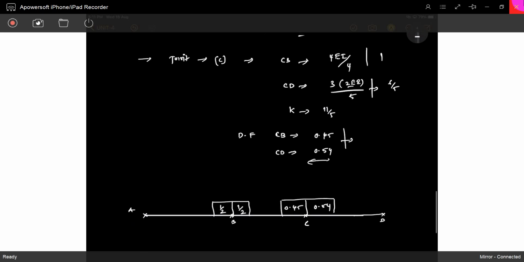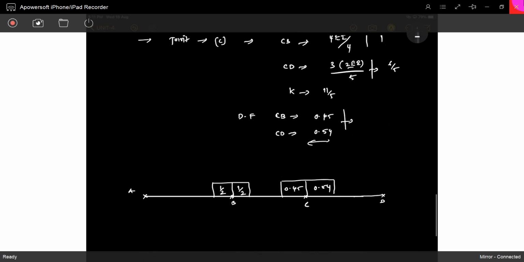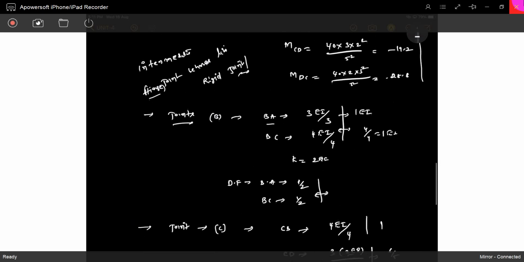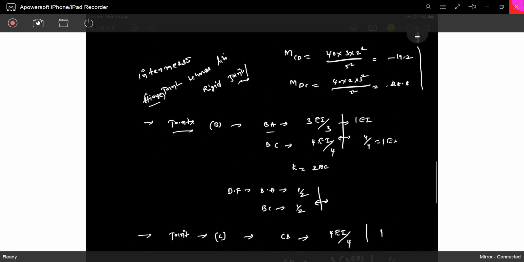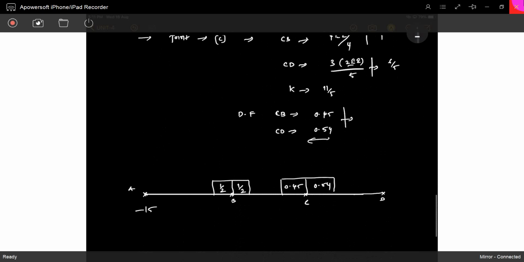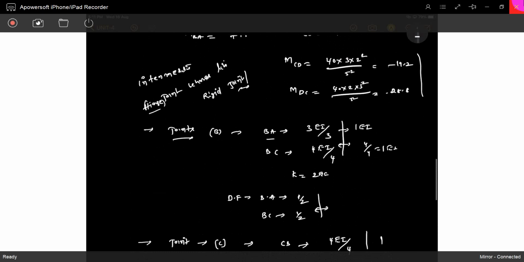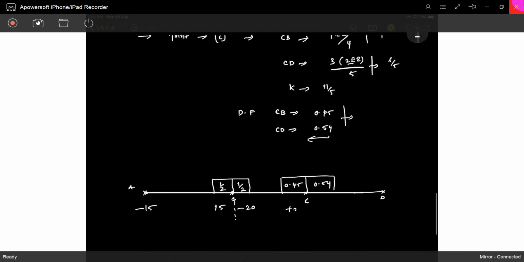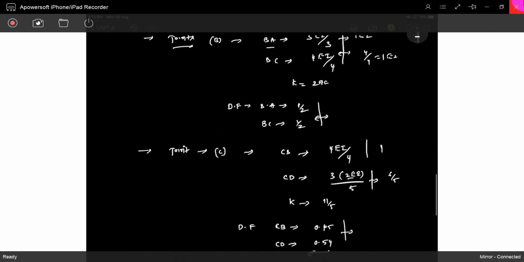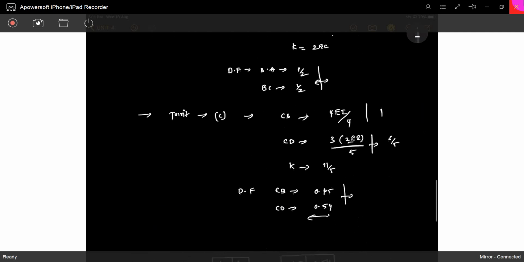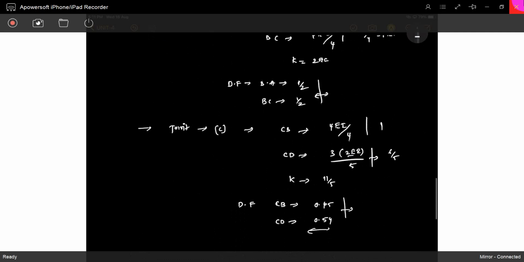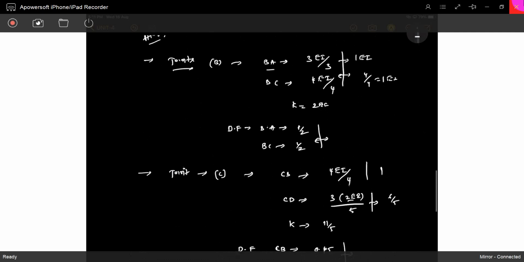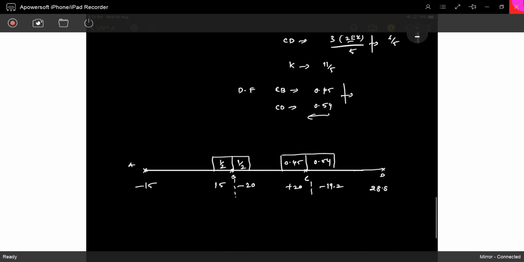So now we will write the fixed end moments. Fixed end moments at A, B, C, D. So what are those moments? 15 and 15. So it's minus 15 and plus 15. You can maintain that. So BC is 20, 20. It's minus 20, plus 20. That's it. Maintain. CD is minus 19.2, and DC is plus 28.8. Okay, 28.8. That's it. Now we can distribute it.